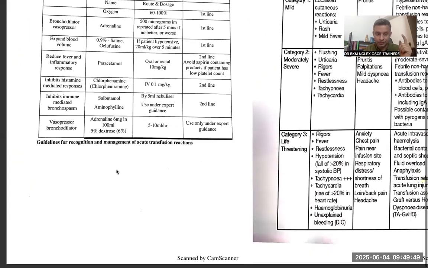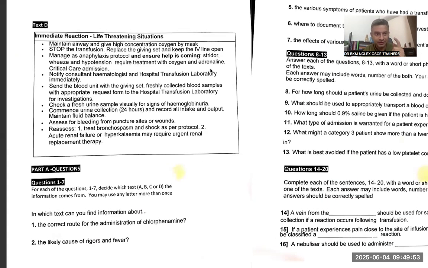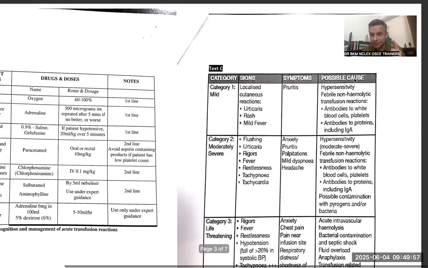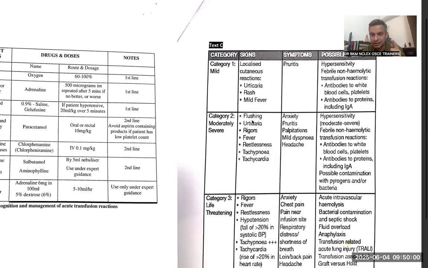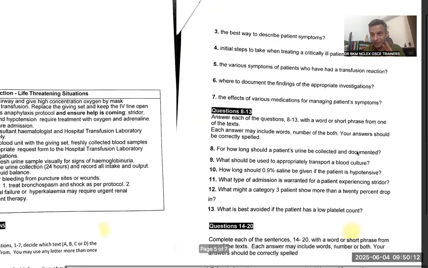Question number two. The likely cause of rigor and fever. Rigor and fever, likely cause, possible cause, rigors and fever, possible cause, rigor and fever, febrile, non-hemolytic. But again, we just have to write A, B, C, D in 1 to 7 questions. C is the answer. Can you see that?